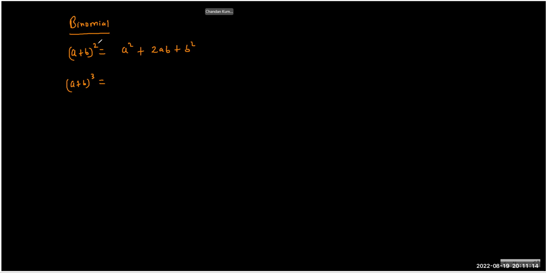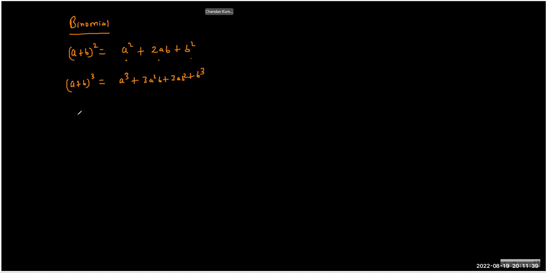So you can see when the power is 2, how many terms we have? Three total terms. The number of terms is 3 if the power is 2. So if the power is 3, the number of terms we can expect is 4. And actually we have 4 terms, right? And we have seen this.